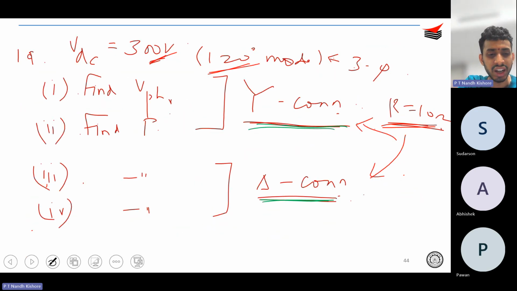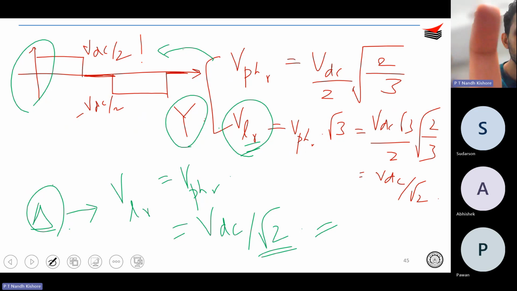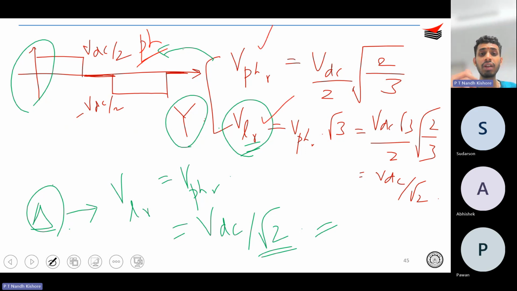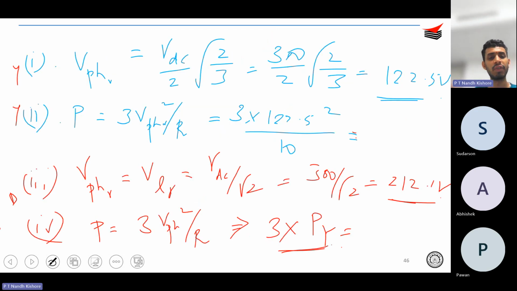Just be sure of your fundamentals. For 120-degree conduction, you know the waveform of your phase. It's a quasi-square wave, VDC by 2 to minus VDC by 2. Just find out what is V phase RMS. Then you know V line RMS in star case because line is simply phase multiplied by root 3. In delta, your line and phase are going to be same, therefore your phase voltage is VDC over root 2. Simple, right? Then P is simply 3V square by R. Do that for star, do that for delta and you're done.